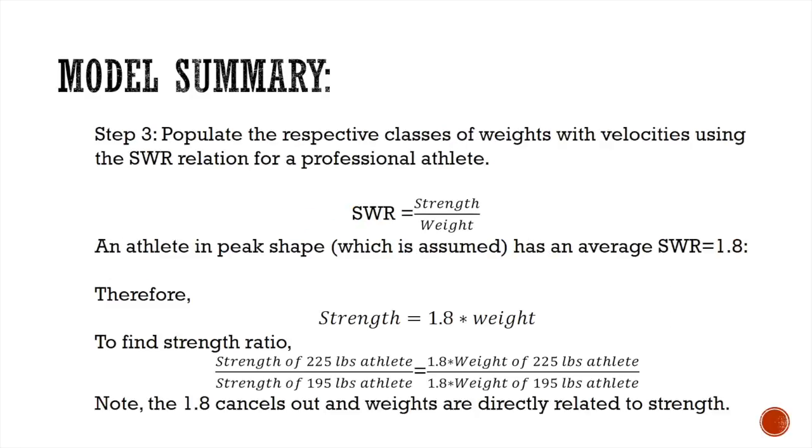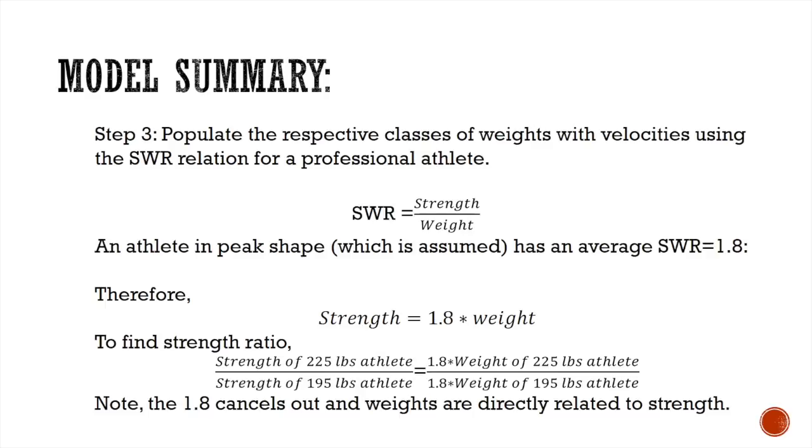Step 3 is to use the SWR relation. The SWR relation is the strength-weight ratio, which calculates a certain person's strength to weight. It's very simple. An athlete in peak shape should have an SWR of 1.8. So strength is equal to 1.8 times the weight.